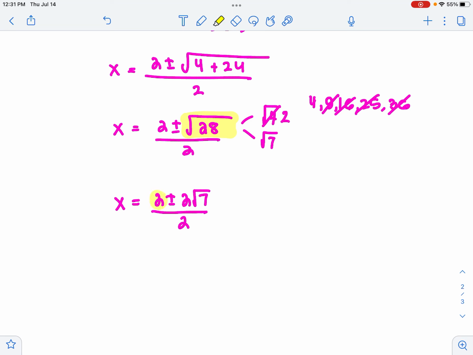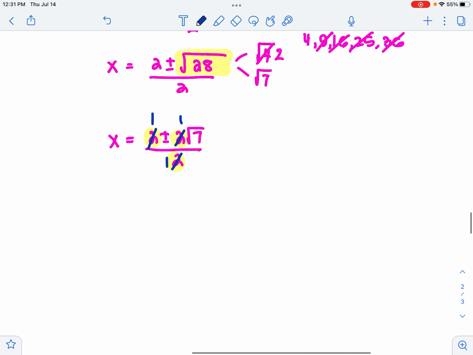Look at these 3 numbers. They're all divisible by 2. So this is simplifiable. 2 goes into itself once, 2 goes into itself once, 2 goes into itself once. So I have x equals 1 plus or minus 1 root 7, or a root 7. So I'm just going to write root 7. And then all over 1. And once again, we don't write divided by 1.